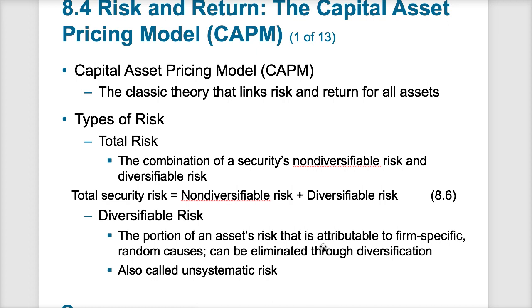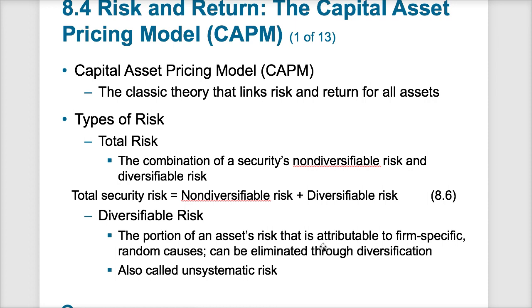So let's talk more about risk. One way we can measure risk is using the capital asset pricing model, which is a great way to measure risk. When we talk about types of risk, there are two types: non-diversifiable risk and diversifiable risk. Together, that's going to be the total security risk.